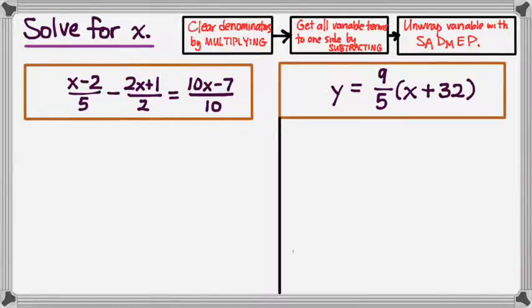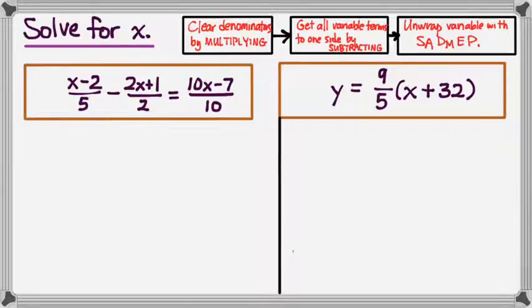The first is that when my equation has a bunch of fractions in it, and this is the step that I like to do right out of the chute, let's get rid of the fractions by clearing out the denominators, which we accomplish by multiplying both sides of the equation by a common multiple of all the denominators that are present. So we'll get rid of all the fractions right off the top.